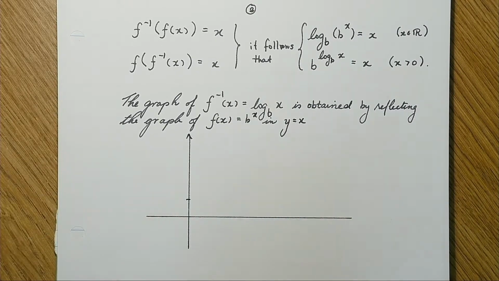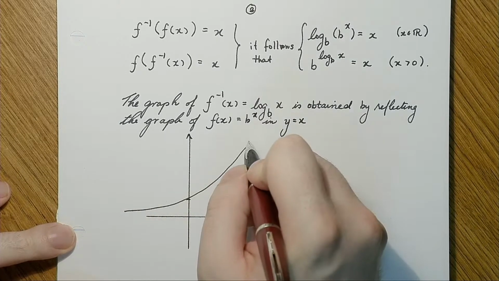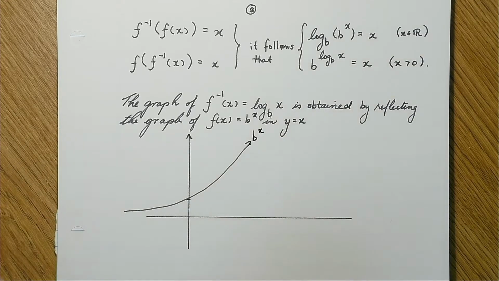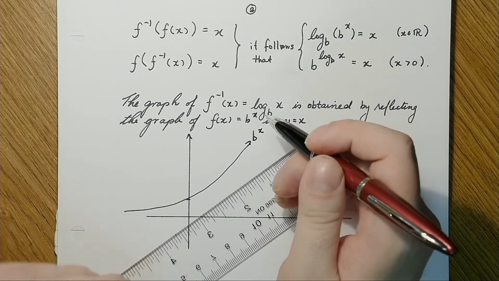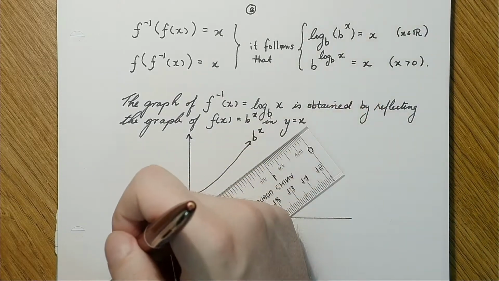Okay, maybe what I should do is... there we go, something like that. So this is b to the x. And then I said we're going to reflect in y equals x. So it's just a diagonal line.